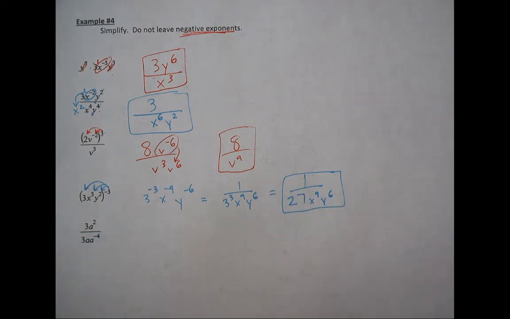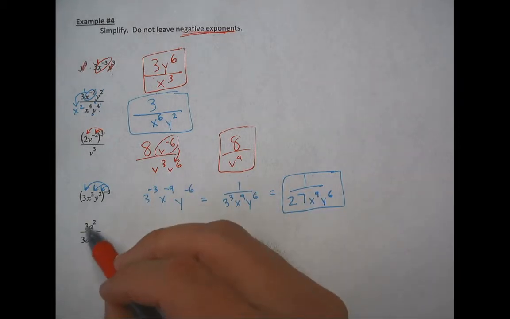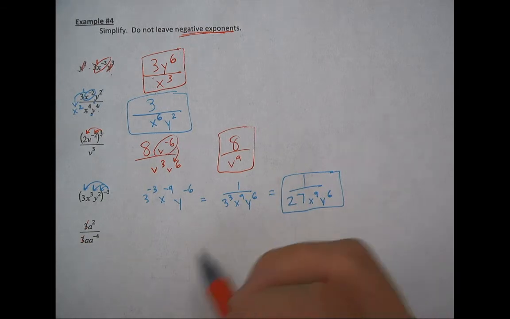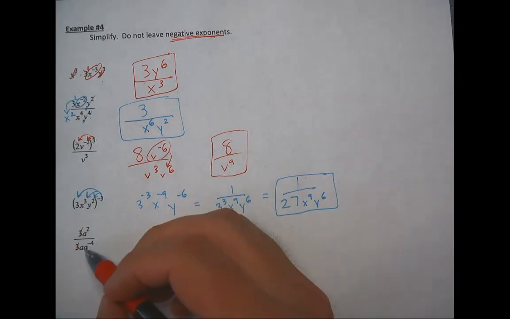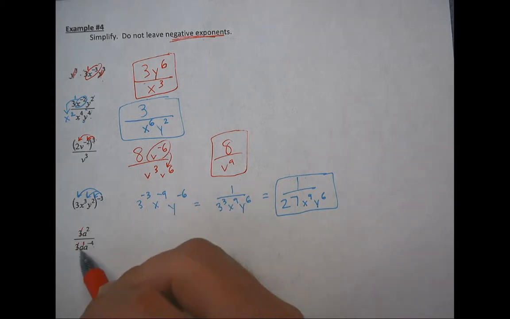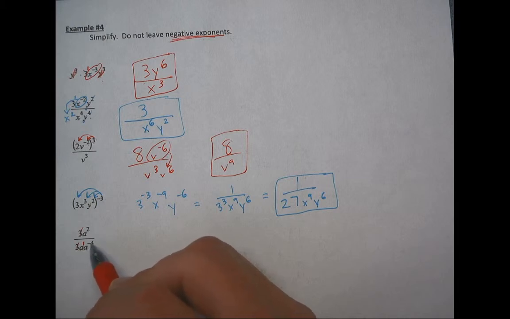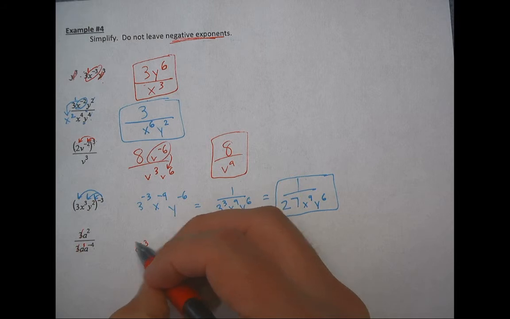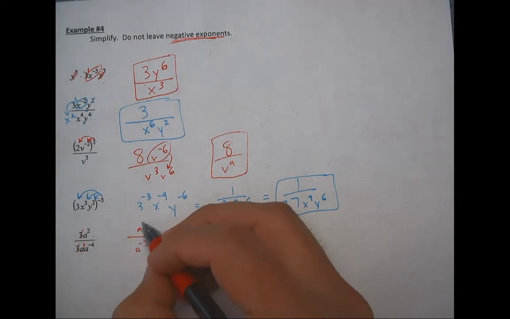All right, last one. First of all, I see a 3 and a 3. They're simply going to cancel because 3 divided by 3 is 1. On the bottom, I've got two a's next to each other. Before I even worry about the negative, I'm going to go ahead and simplify and put them together. This is a to the first. And so since they are being multiplied, that means you add the exponents. 1 plus negative 4 is negative 3. So I have a to the negative 3 on the bottom. I still have a to the second on the top.